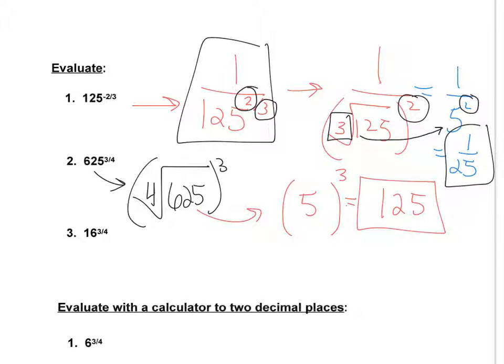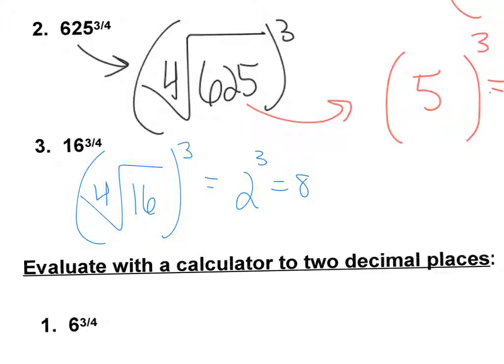Take a second, pause the video. I want you to try number 3. And then after you unpause the video, I will have the work and answer up. Okay, so hopefully you got 8 as your answer, because you want to rewrite this as the 4th root of 16. Remember, the 4 is the number that goes in the radical, and then you still have it to the 3rd power. So the 4th root of 16 is 2. And then it's still raised to the 3rd, which is then 8.